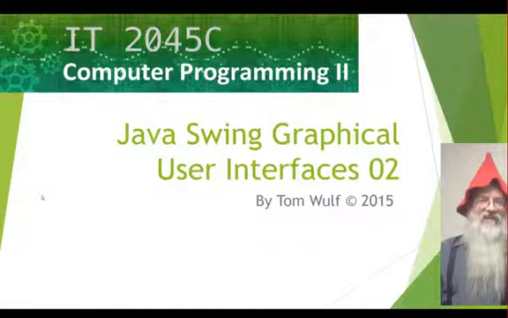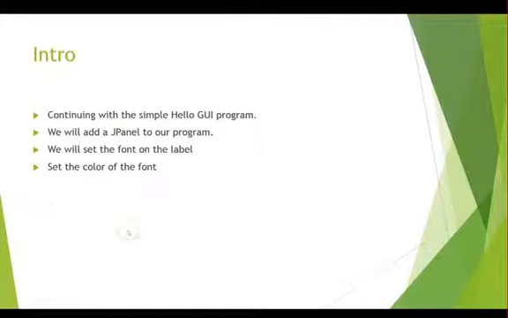This is the second in a series of videos on Java Swing Graphical User Interface Programming. We're going to continue with our simple Hello GUI program that we did in the first video. I'm going to add a JPanel to the program. It's common to use JPanels to organize the widgets that form our GUI, those J components that we're using. And then I'll show you how to use a font to set the font on the label. And we'll show how to set the color for the font as well, and we'll talk a little bit about how color works.